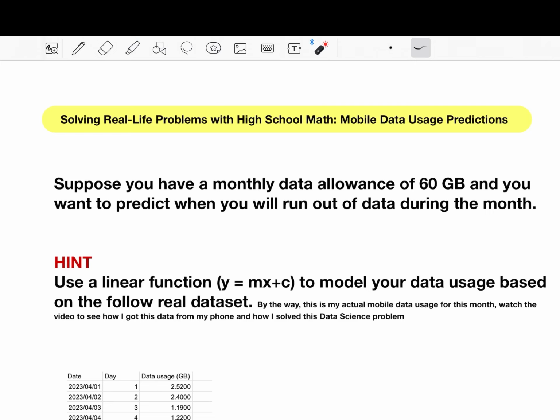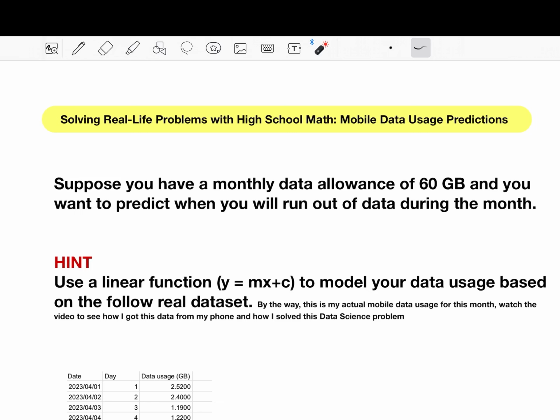In this case, we are predicting mobile data usage, right? So the idea of this channel is we are using high school math to solve real life problems. So I'm going to give you real life examples, and then I'll take high school math and show you how you could use high school math to solve those problems, right? So for this video, we're going to be using simple linear functions to solve this problem.